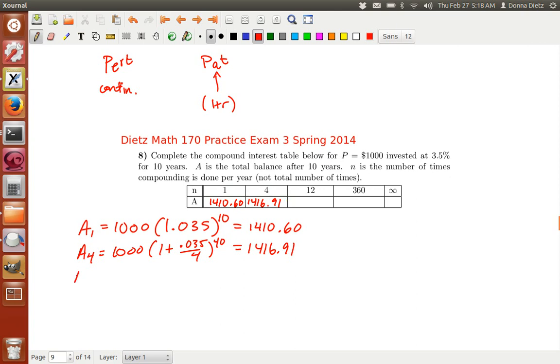I mean, you're doing a calculation. You're not trying to come up with a generic formula. It says you're doing this for 10 years, so it's already given in the problem. Okay, 120, and I promised I would do this one with you.